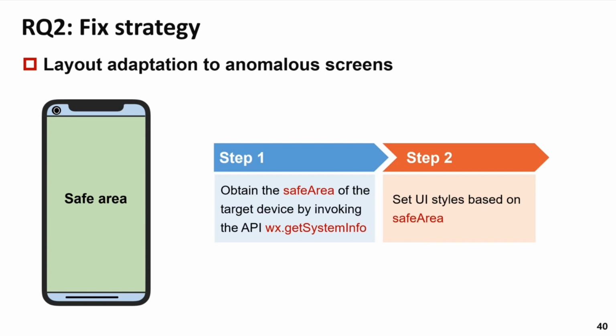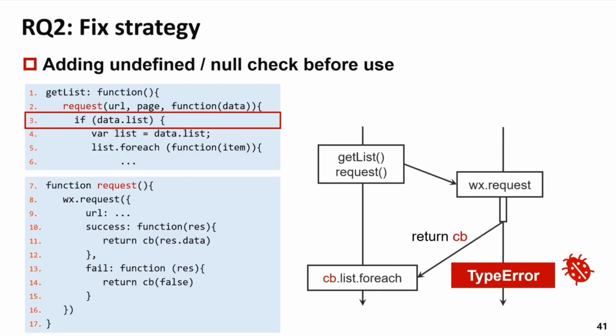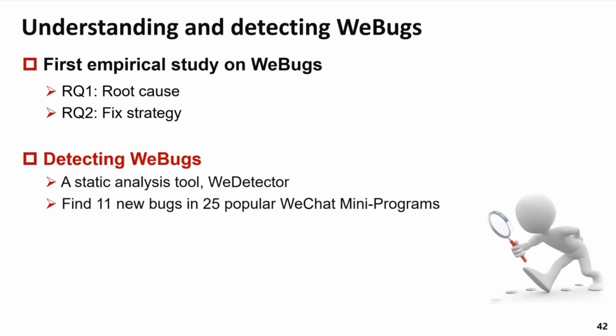For bugs caused by incomplete layout adaptation to anomalous screens, developers should adapt the layout to these specific devices. They first obtain the safe area of the target device by invoking the API wx.getSystemInfo and then set UI styles based on the safe area. Developers add a none or undefined check before using the data obtained from external requests to solve some VBugs. This VBug we talked about before can be fixed in this way.